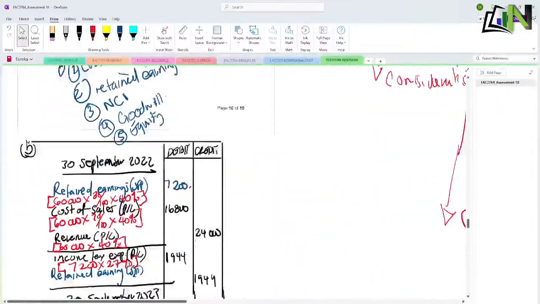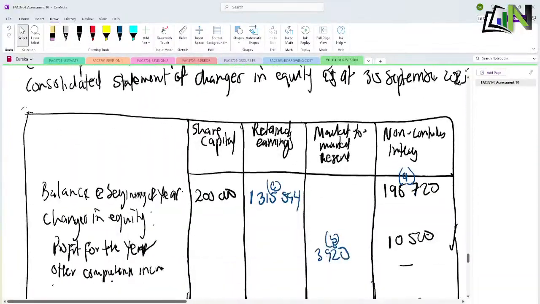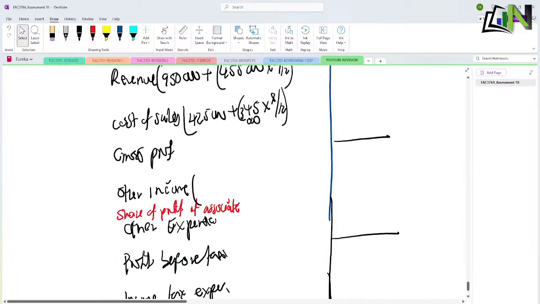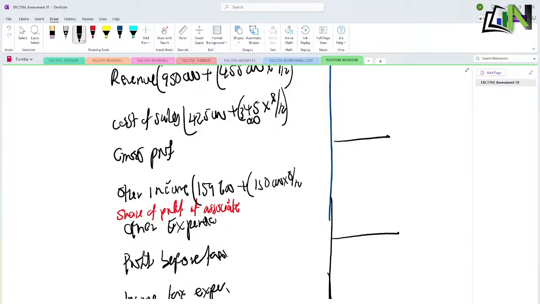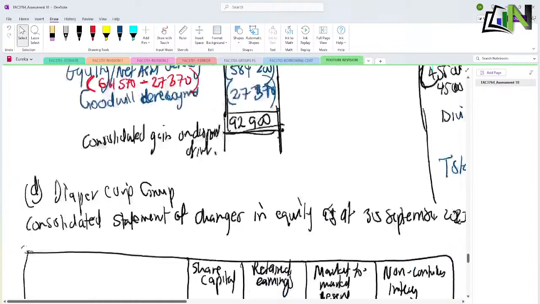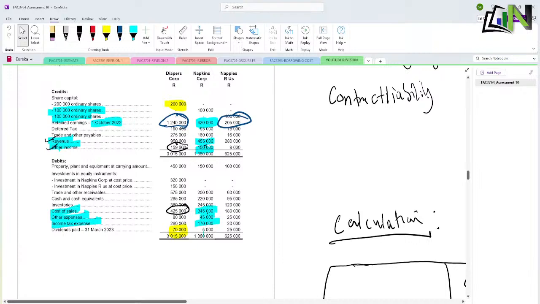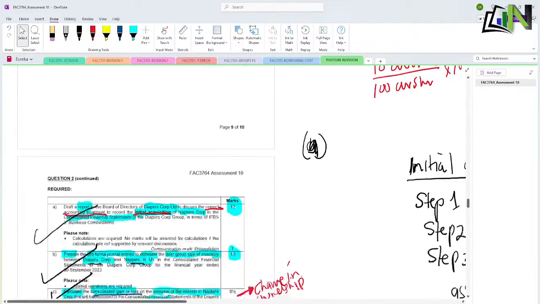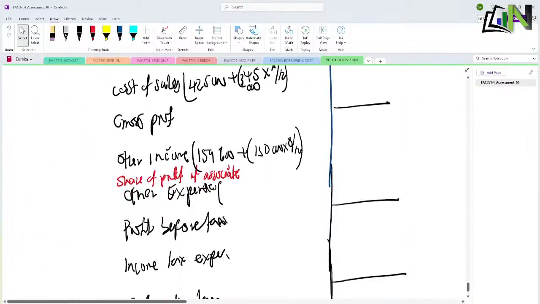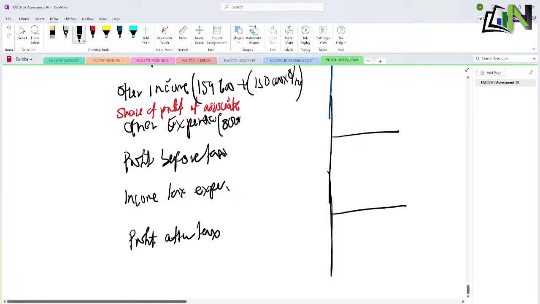So it's 159,600 plus 150 times 8 over 12. Everything here is going to be a portion, 8 over 12. Once we've done that, we go to other expenses. Okay, so this is done. Other expenses: 80,000 and 45,000. So 80,000 plus 45,000 times 8 over 12.